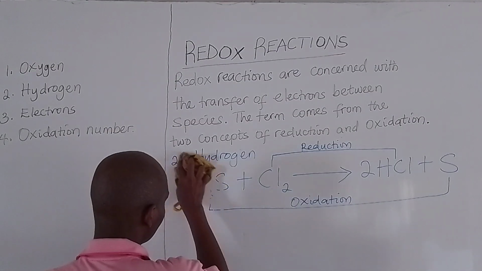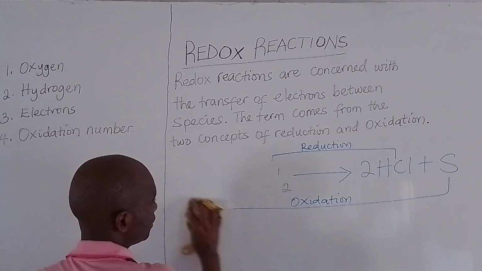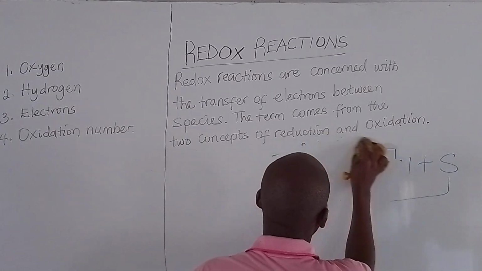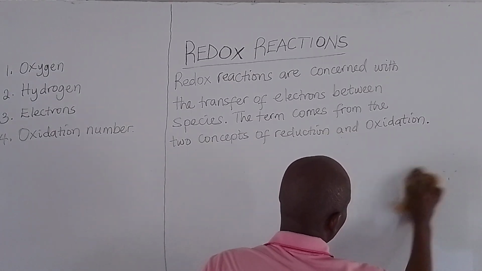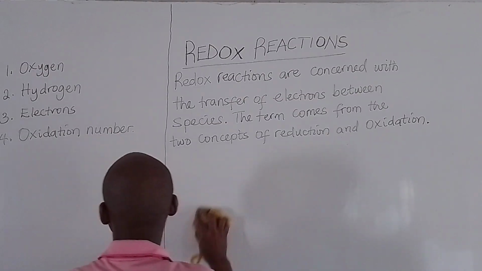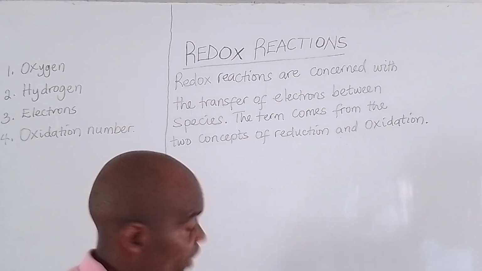Number 3 definition. Definition of the two concepts based on electrons.